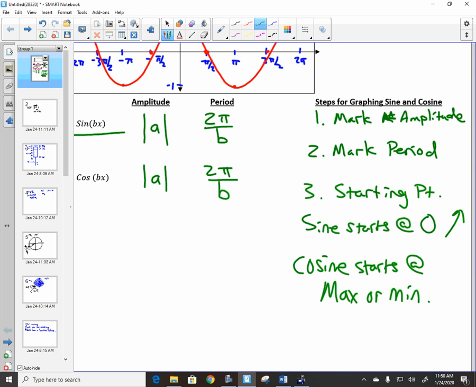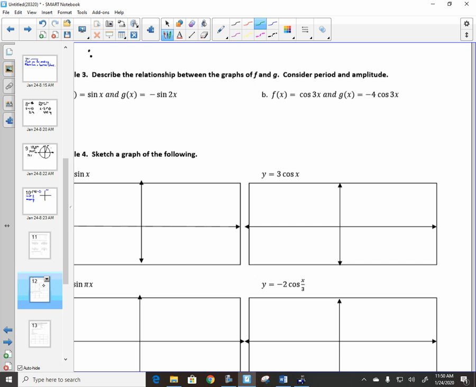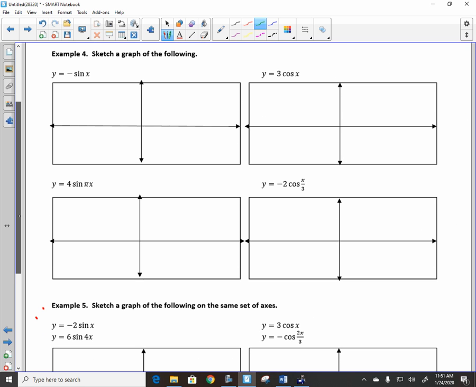Flip forward 2 pages, not 1. Flip to this. We are going to sketch 4 graphs here. We have the time. We need you to keep pace. We start with this one right here. I identify the amplitude and the period. What is the amplitude? 1. What is the period? 2 pi divided by 1, which is 2 pi.